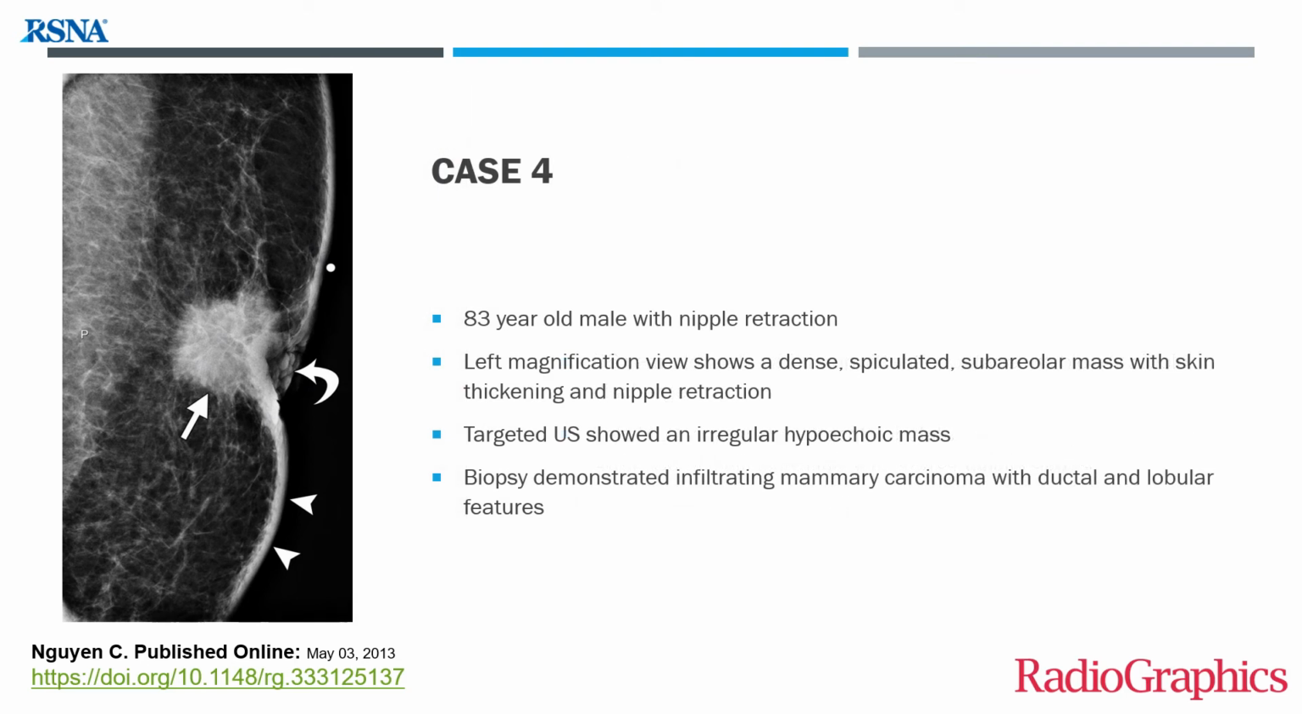Case 4, we have an 83-year-old male with nipple retraction. Left magnification views showed a dense spiculated subareolar mass with skin thickening and nipple retraction. Targeted ultrasound showed an irregular hypoechoic mass. Biopsy demonstrated infiltrating mammary carcinoma with ductal and lobular features for this patient.